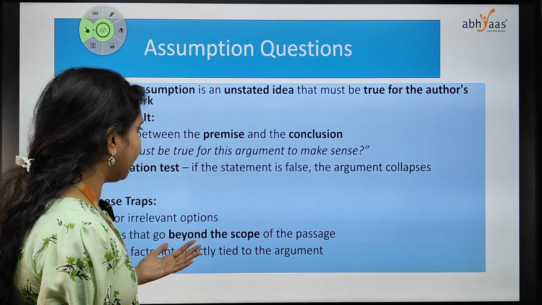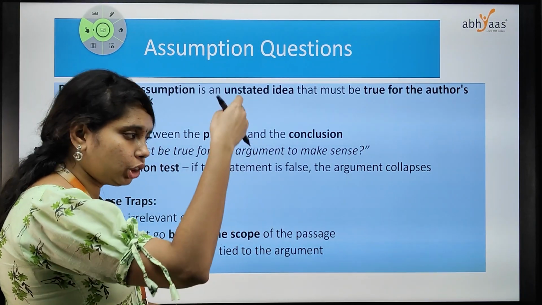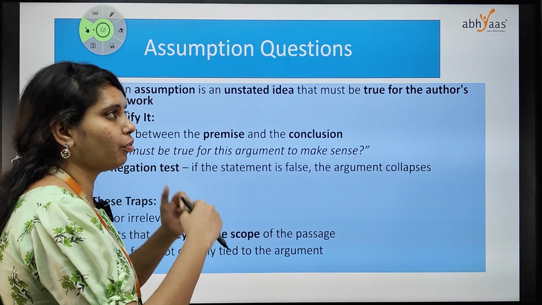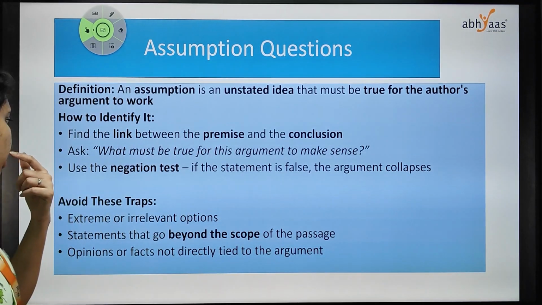Okay, and you can use the negative test. If the statement is false, the argument collapses. So which among these four options, if false, the argument doesn't stand? So that is a negative check you can do.